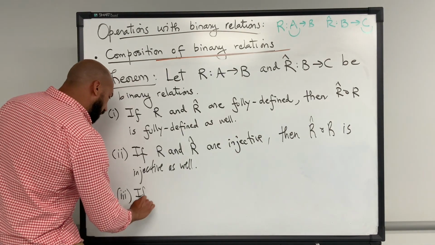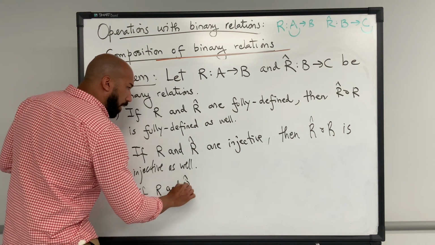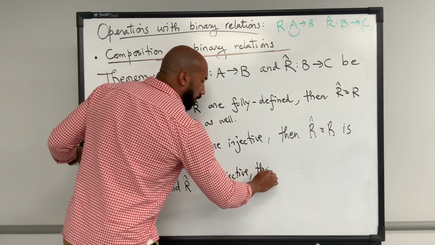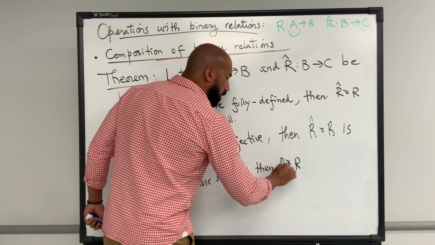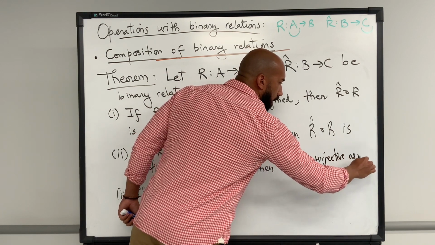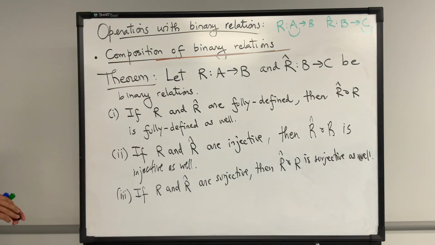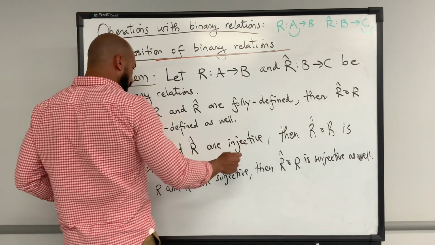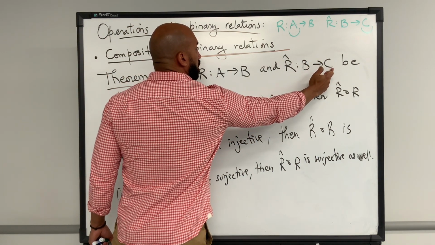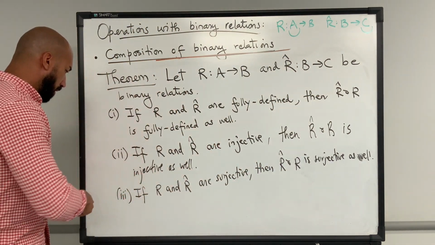Now the third one is that if R and R hat are surjective, then R composite R hat is surjective as well. Okay? Well, basically what we need to prove now is that every element in C is the second component of at least one pair in this composition. Yes or no?